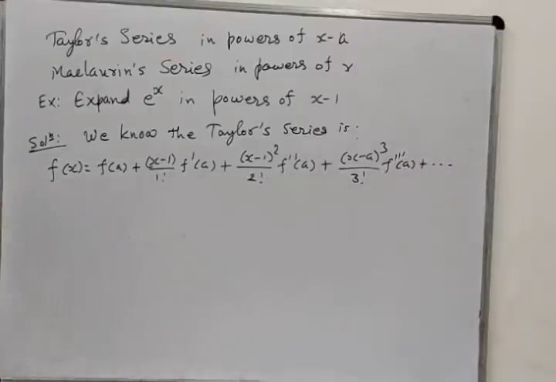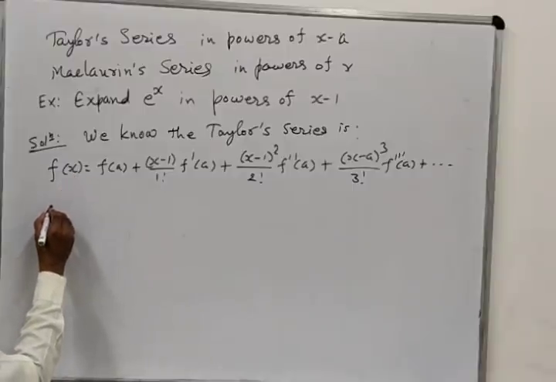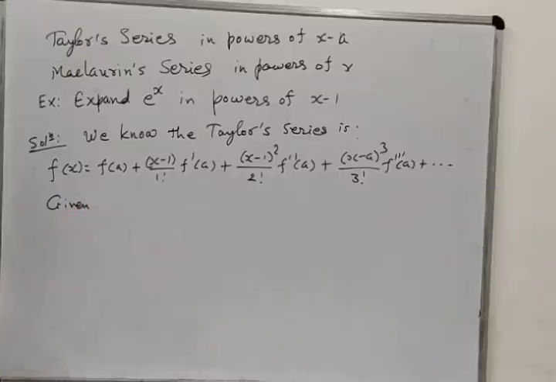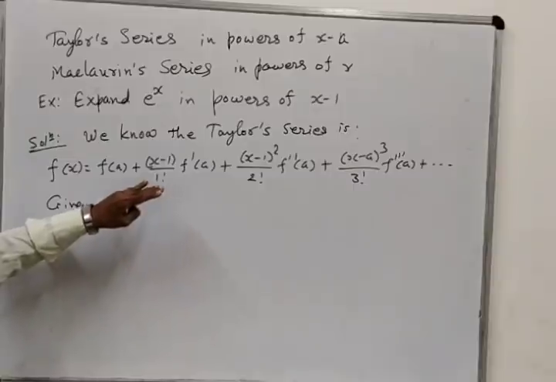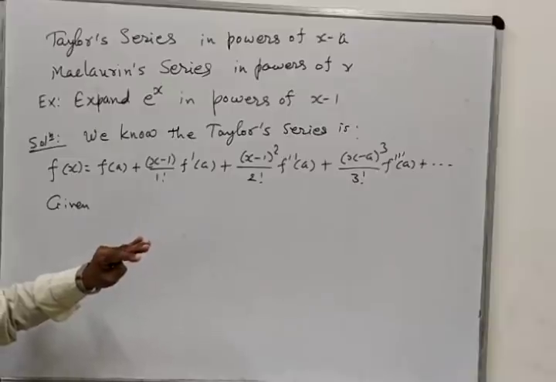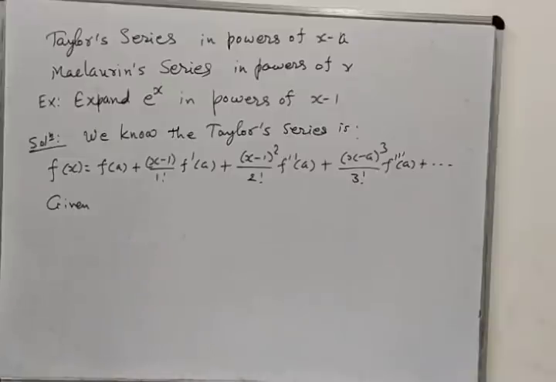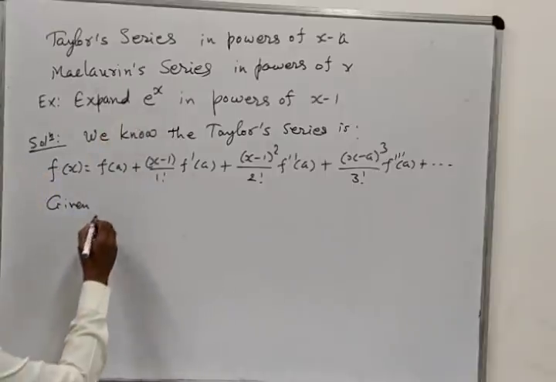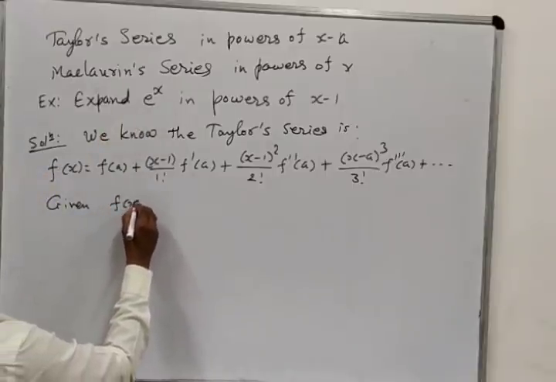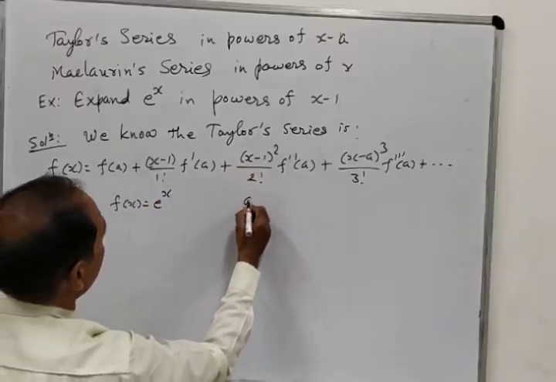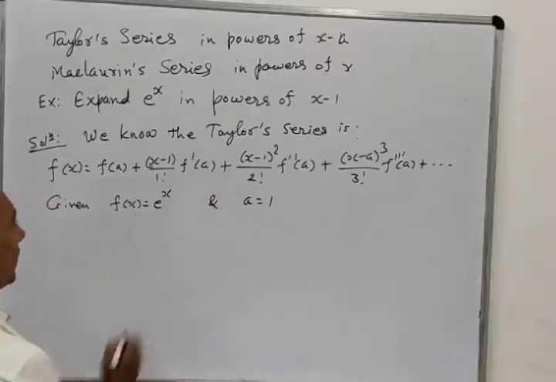Okay. So here in the example, what is given to us? If you start the solution of the example in this way, then you will get at least 1 mark. So you must remember how to get 1 mark, and this 1 mark we can get from the question only. So given f of x equal to e raised to x, and here in powers of x minus 1, so a equal to 1. Okay.